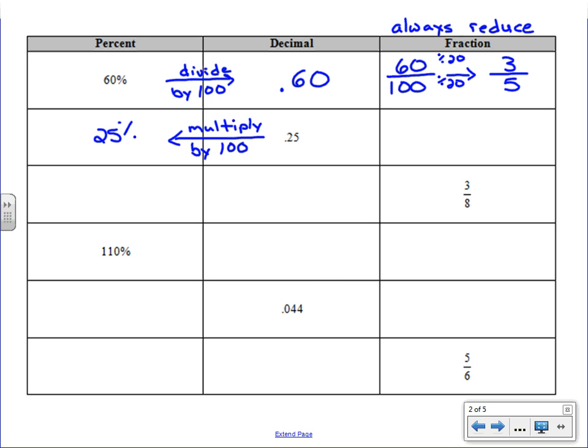When we go to the fraction, you can either think of it as 25 out of 100, or again, you could read that decimal as 25 hundredths. And then, of course, you have to reduce, and 25 over 100 will give us 1/4.